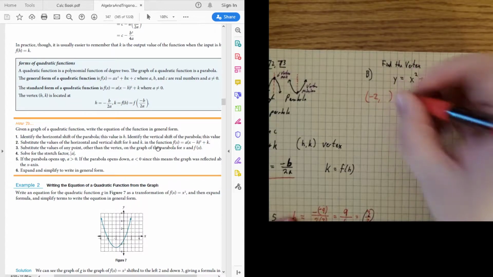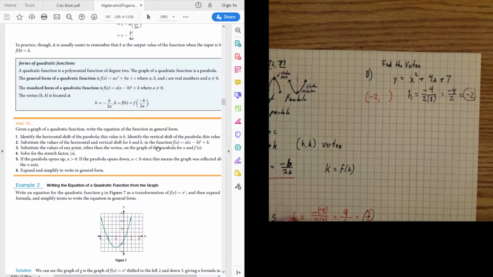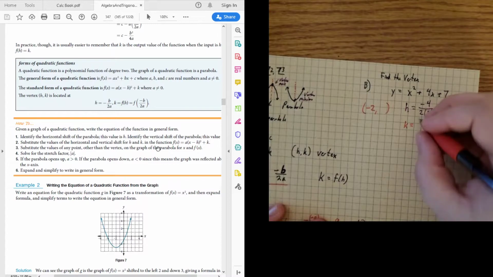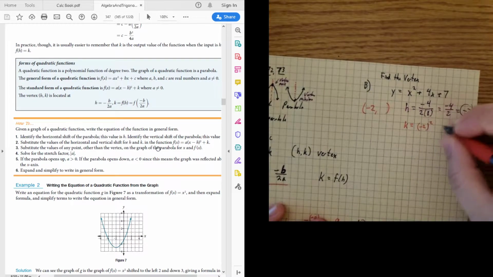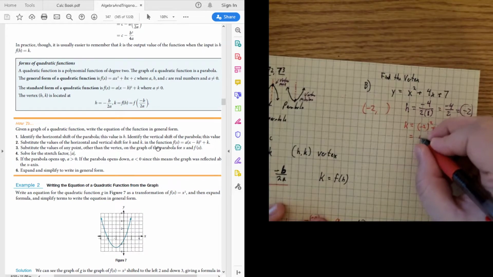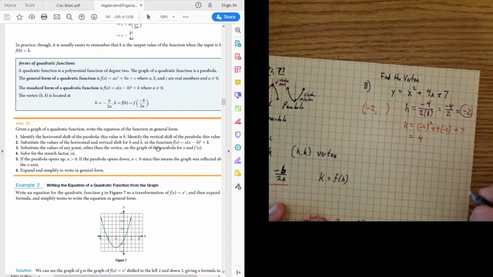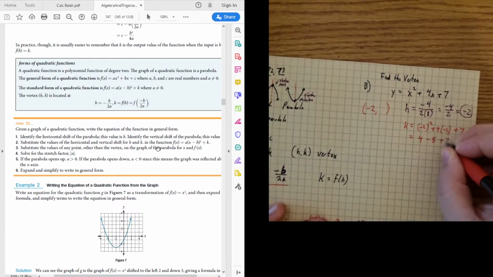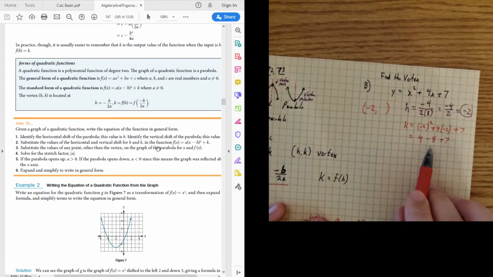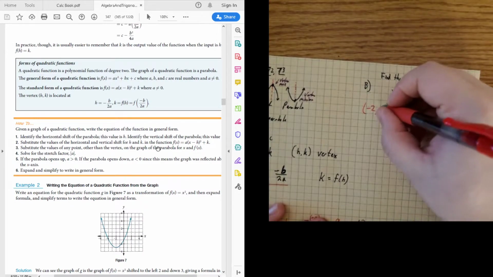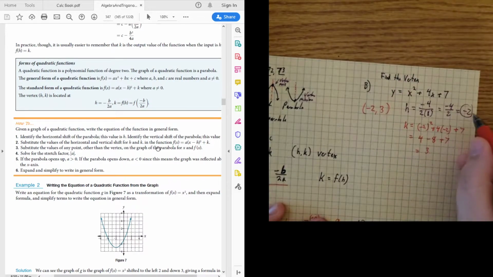Negative 2, comma. I need to now find my k term. So let's do that. I find k. k equals. Everywhere there used to be an x, I'm going to plug in negative 2. So we have negative 2 squared plus 4 times negative 2 plus 7. I'm going to do it by hand. Negative 2 squared is 4. 2 times 2 is 4. Negative times a negative makes it positive. 4 times negative 2 is negative 8 plus 7. Negative 4 minus 8, 4 minus 8 is negative 4 plus 7 would be positive 3. And so my vertex is the point negative 2, comma, 3.